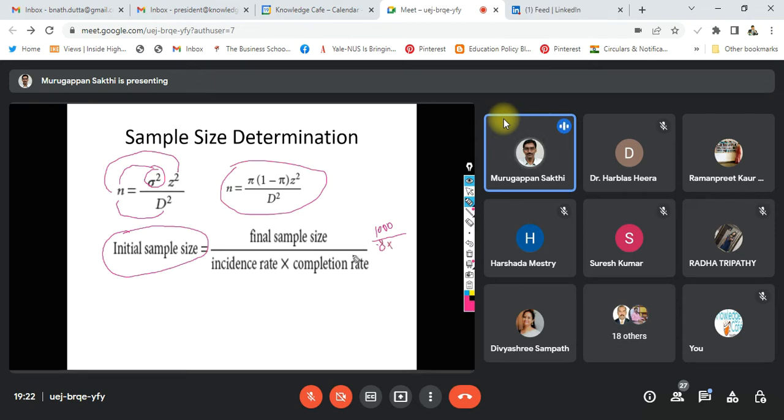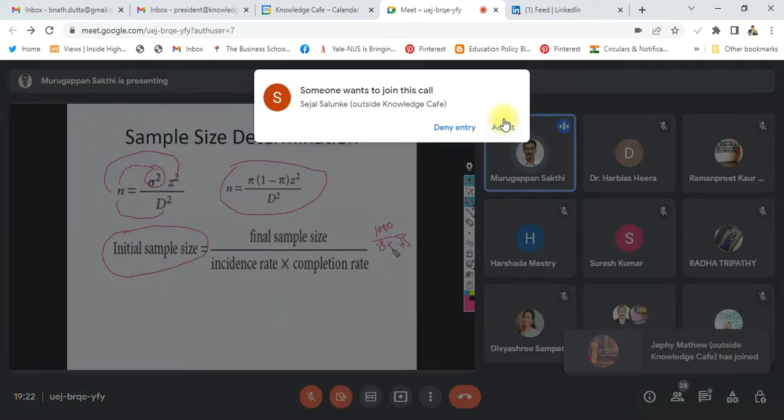Multiplied by the completion rate. Out of 8 people, 6 of them have completed the questionnaire thoroughly, without any bias, but 2 of them have not completed. Halfway through, they refused. Out of 8, only 6 have materialized. What is the completion rate? The completion rate is 75%, that is 0.75. So 1,000 divided by 0.8 times 0.75 will give the initial sample size.